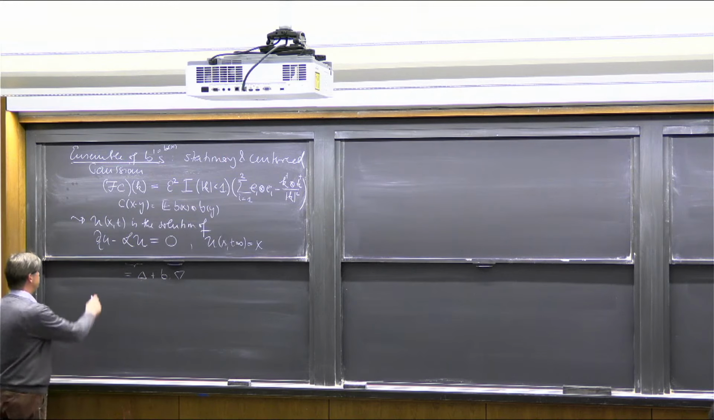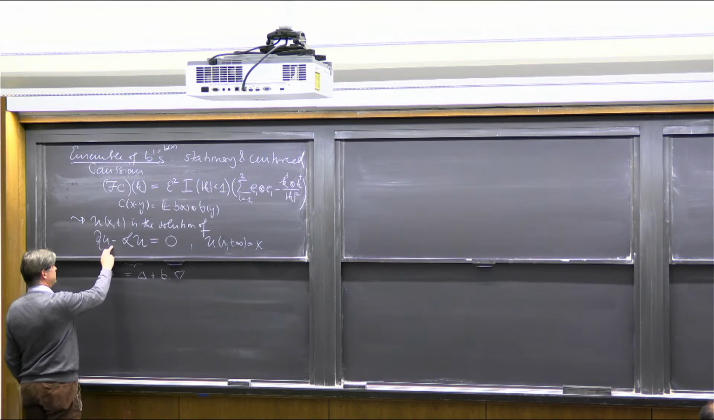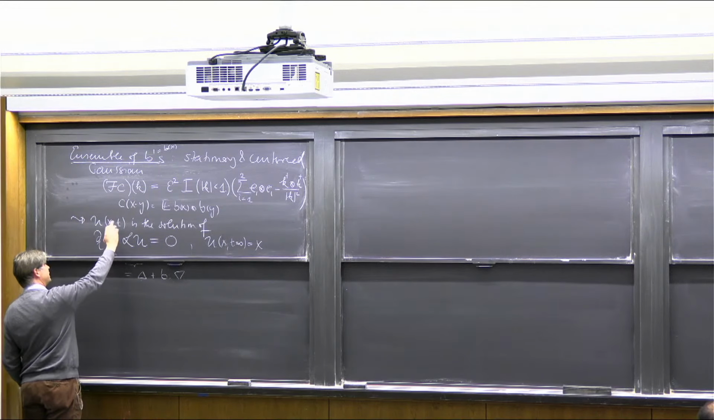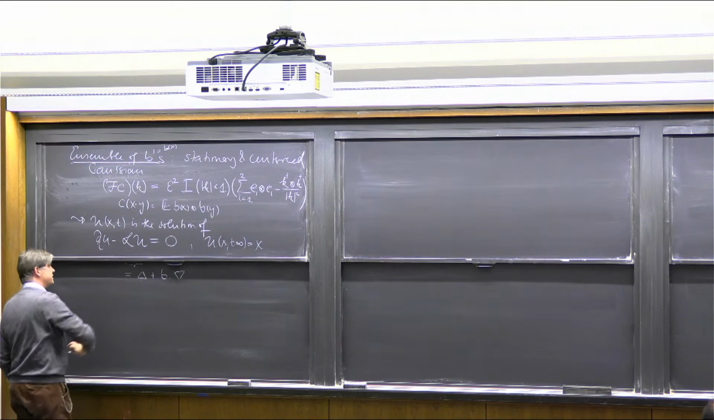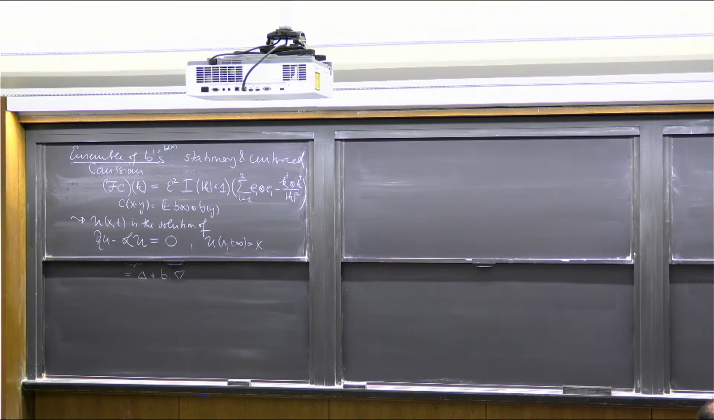And the interpretation of this function u is the expected position of a particle which at time t equal to 0 started at x. So in some sense it's the expectation of the Lagrangian particle positions.